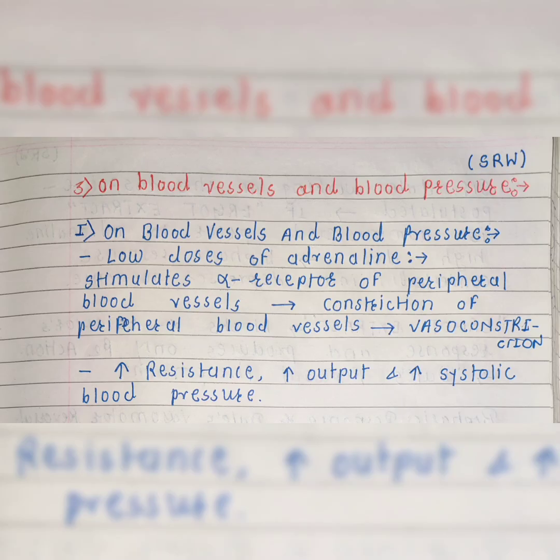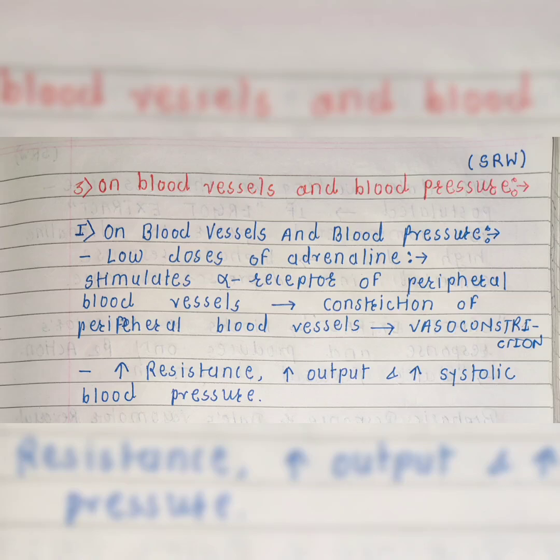The action of adrenaline on blood vessels and blood pressure. On blood vessels and blood pressure, first is low doses of adrenaline and second is high doses of adrenaline. In low doses of adrenaline, it stimulates the alpha receptor of blood vessels, which produces constriction of peripheral blood vessels known as vasoconstriction. It causes increase in resistance, increase in output and increase in systolic blood pressure.